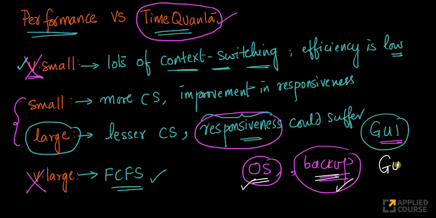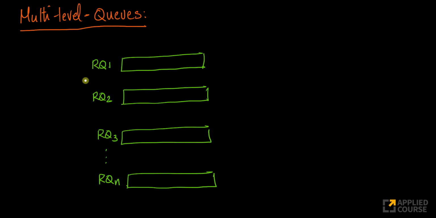A GUI process or an interactive process has very different requirements compared to a backup process, which has very different requirements from an OS process, which has very different requirements from a background process, right? So there are tons of types of processes. What a multi-level queue says is, let's have multiple ready queues, one ready queue corresponding to each type of process. This ready queue could be for OS processes, because OS processes are fairly important. Then comes all interactive GUI processes.